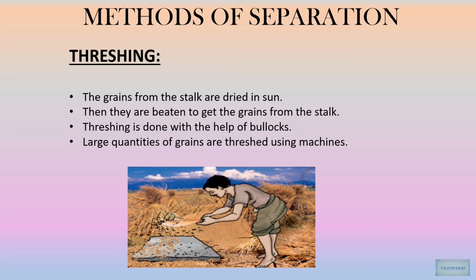Threshing is a process of removing the grains from the stalk of a plant. The grains on the stalk are dried in the sun. Then they are beaten and the grains get away from the stalk. Threshing is done with the help of bullocks. In olden days, even elephants were said to be used in some villages. And now, for large quantities of grains to be threshed, machines are used.